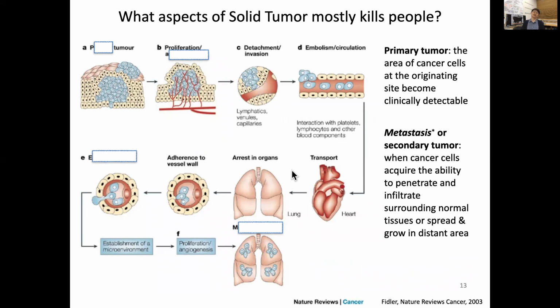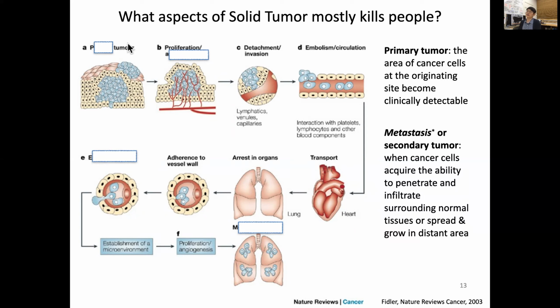So now let's discuss the process of metastasis. As I told you before, the primary tumor at the original site, let's say we have a breast cancer, the primary tumor in the breast is usually not the cause of death for the patient. That primary tumor, by definition, is the area of cancer cells at the originating site. Once it becomes several millimeters, it's clinically detectable, if it's outside, or even inside by imaging such as an MRI.